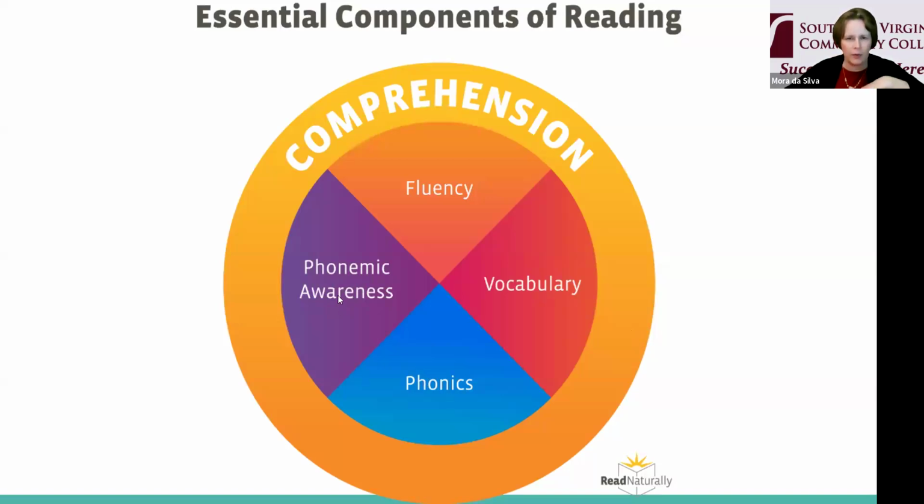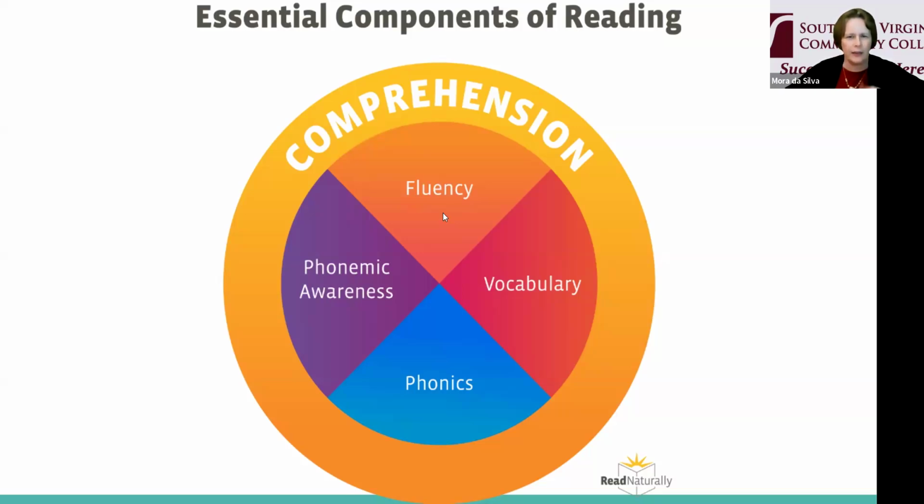So when we say the word alphabetics, we're not talking about just learning the alphabet, which is part of it, but alphabetics is a combination of phonemic awareness and phonics. Then you have fluency, which is accuracy, speed, and expression. So when somebody is reading fluently, they have a combination of those things.